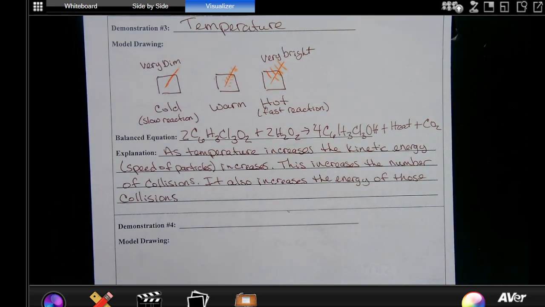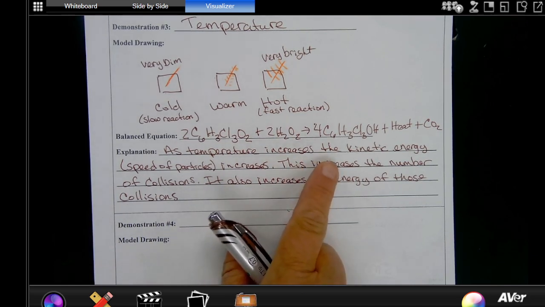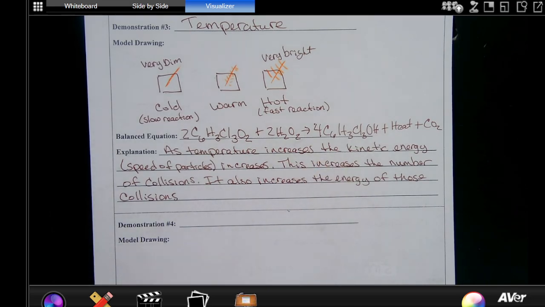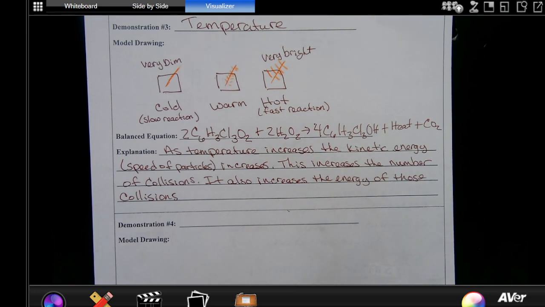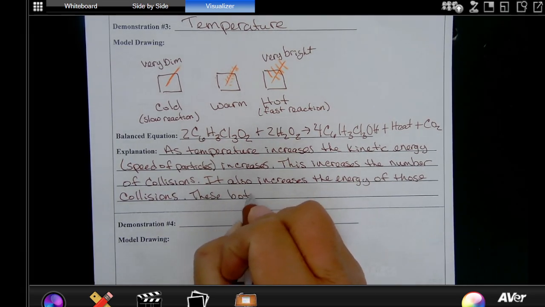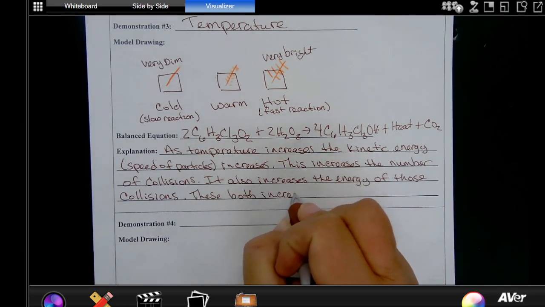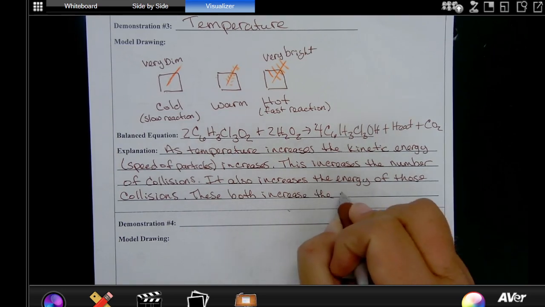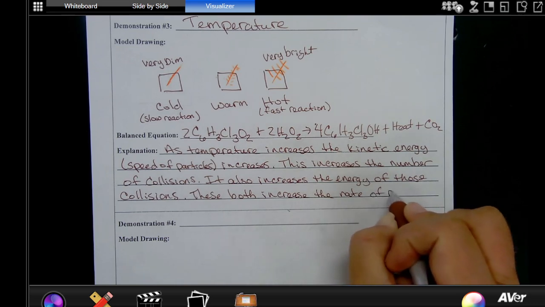All that energy is then transferred to other types of energy. So when two molecules have a higher energy, they're going to hit more and transfer more of that energy to that heat and light, which comes out of this reaction. That's why we get brighter. So we're not only increasing collisions, but we're also increasing the energy of those collisions. More going over that hill, okay? These both increase the rate of reaction. Okay?